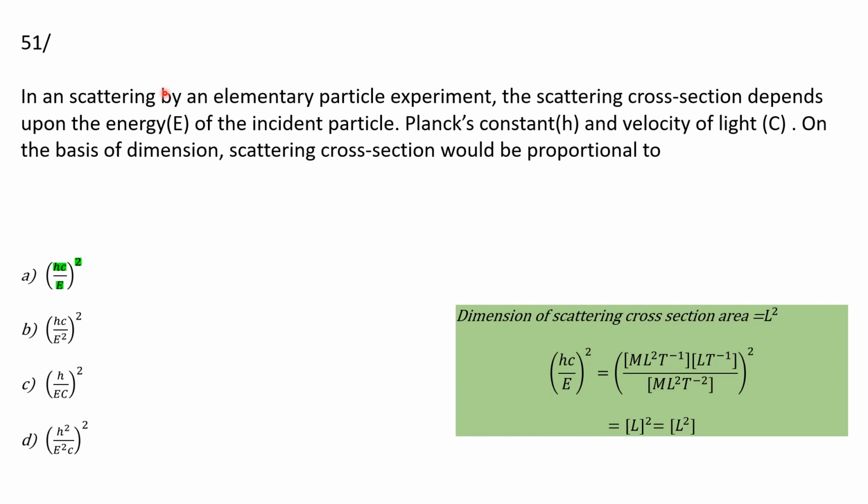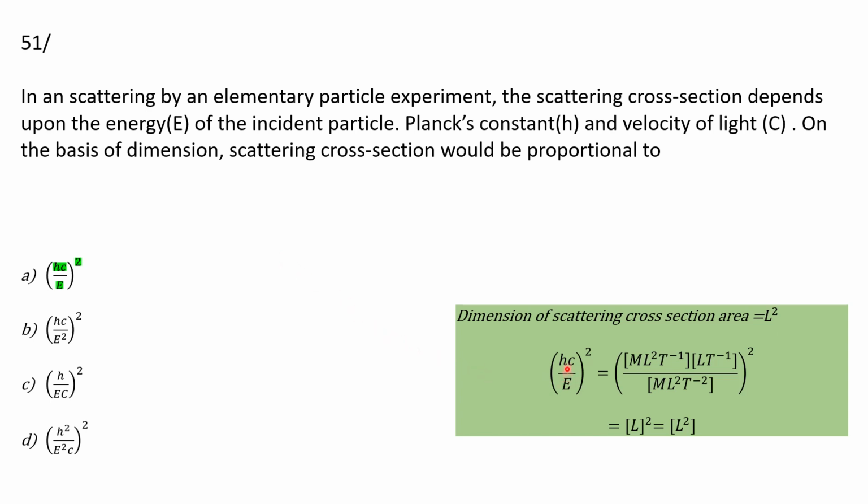So here is our next question, which says in a scattering by an elementary particle experiment, the scattering cross section depends upon the energy E of the incident particle, Planck's constant h, and velocity of light c. On the basis of dimension, scattering cross section would be proportional to. We know that the dimension of scattering cross section area is L square. So by checking all these options, let us check the first option first.